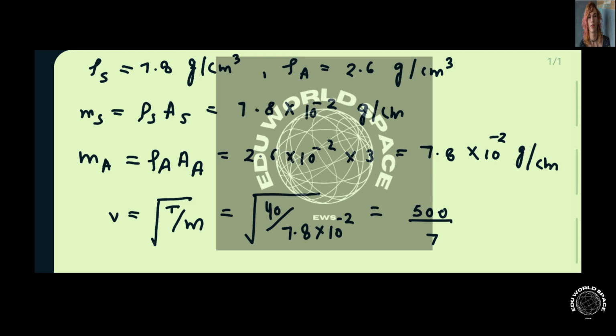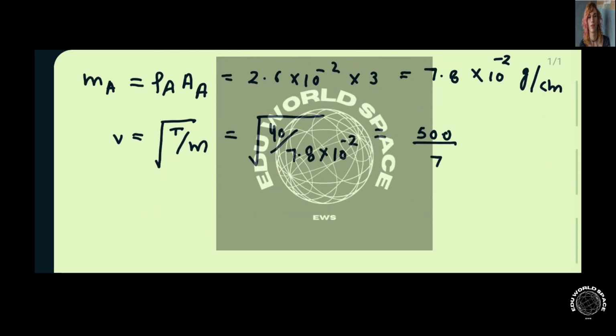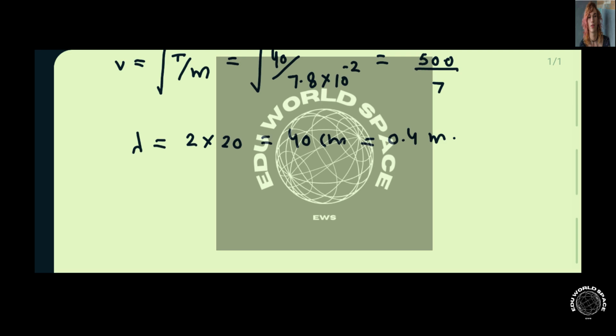For minimum frequency, there would be maximum wavelength. For maximum wavelength, the minimum number of loops is to be produced, right? So the maximum length of a loop is 20 centimeters. So the wavelength would be equal to 2 multiplied by 20, that is 40 centimeters, or we can say 0.4 meters. So the frequency would be equal to V by lambda, that is 500 by 7 divided by 0.4, that would be equal to 180 Hz, right?